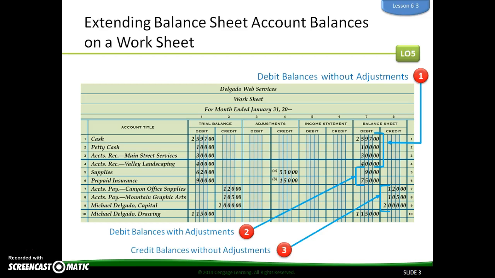So we're looking at some balance information where we have our debit balances without any adjustments, a couple of debit balances with adjustments, and then our credit balances without adjustments. So that's what we're looking at for the balance sheet account balances.